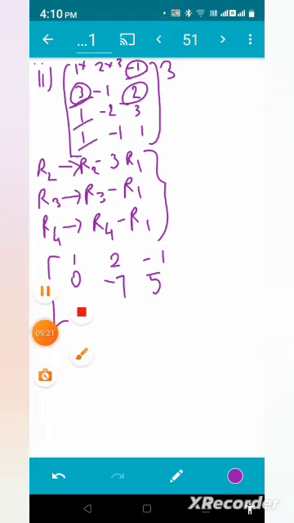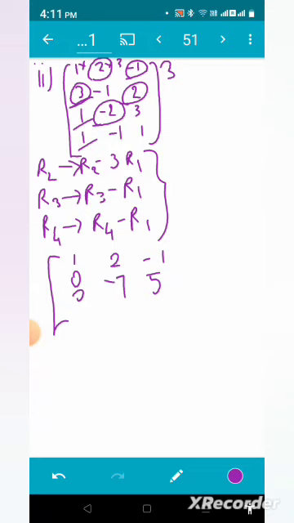Then similarly R3 minus R1, or directly minus. 1 minus 1 is 0. Minus 2 minus 2, that is minus 4.